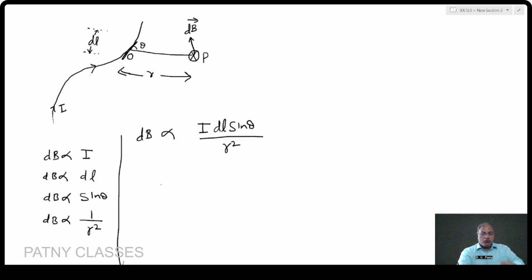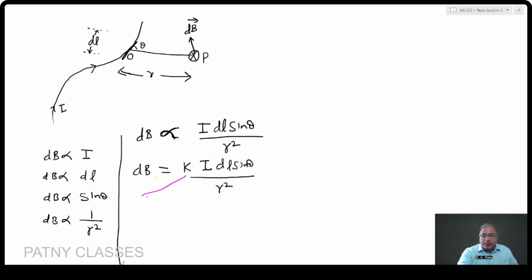Now to remove this proportionality symbol, we introduce a constant here. So dB is equal to K, where K is a constant of proportionality. So dB equals K into I dl sin theta upon R square. K is a constant of proportionality.